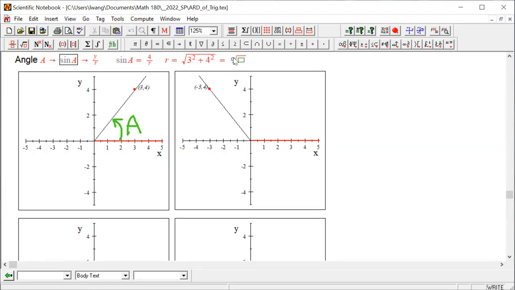The order of operation, right? 3 squared is 9. So 9 plus 16. And then it's going to be square root of what? 25. Square root of 25 is what? 5. So now we got r. So sine of this angle now is what? 4 over 5. You see that? By definition.